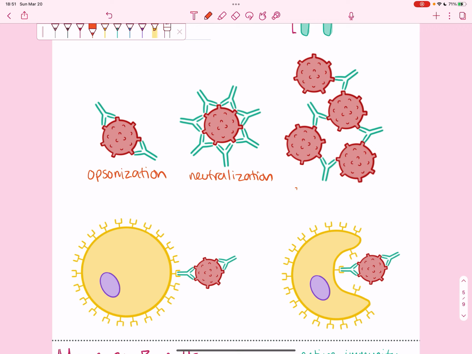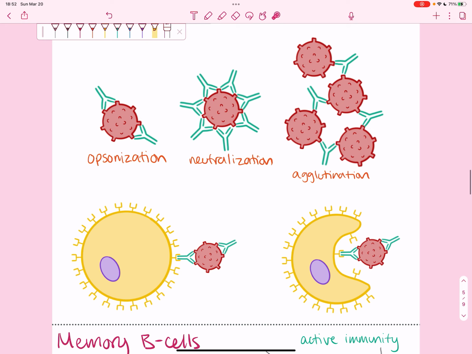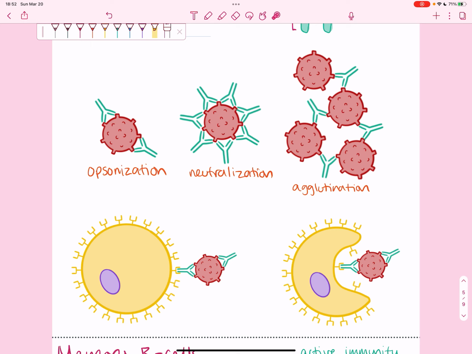So agglutination just means clumping. So they clump into insoluble complexes that are ingested by phagocytes eventually. So here I made a little drawing of an opsonized pathogen that is then getting eaten. Yay!